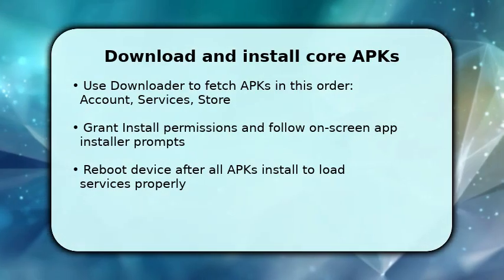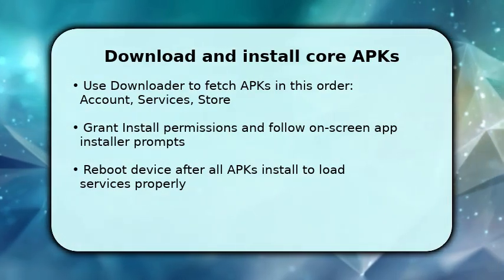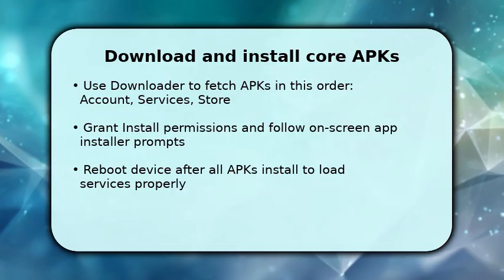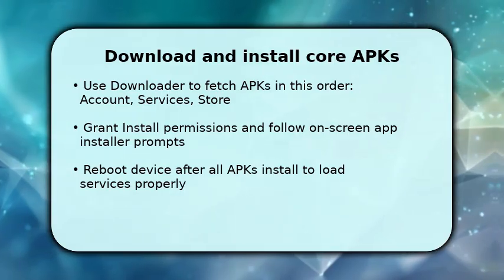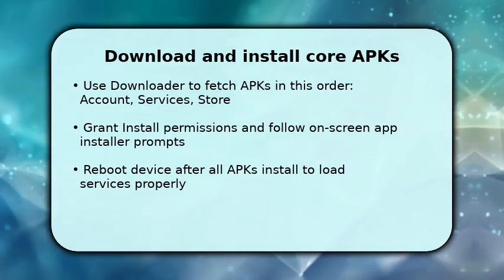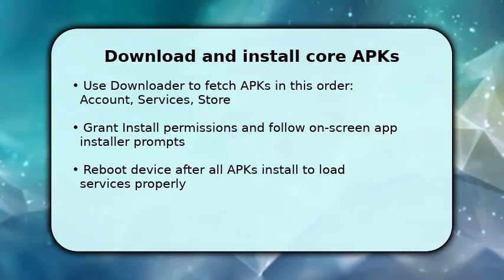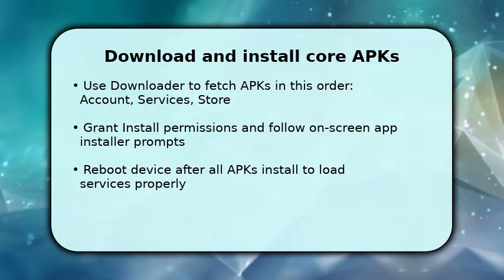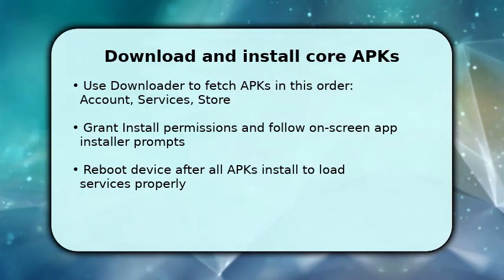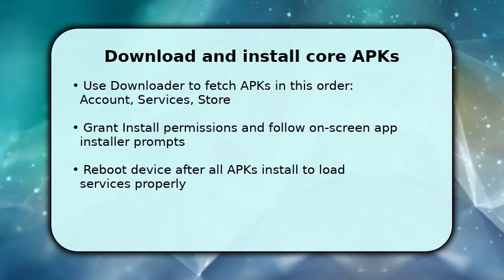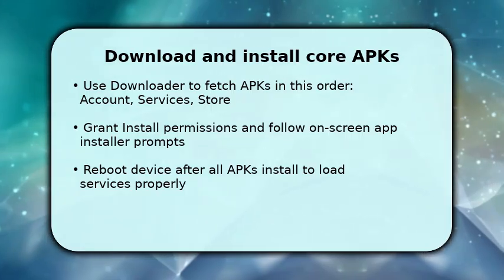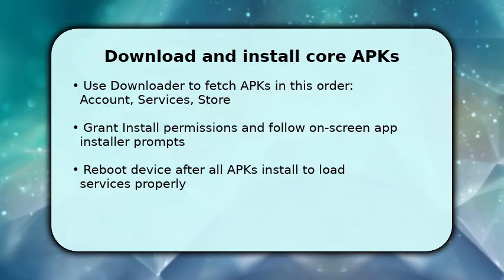You now download the Google components in the correct sequence so dependencies install cleanly. Start with Google Account Manager, then Google Play Services, and finally the Google Play Store APK. In Downloader, paste each APK URL or use a trusted host, then run the installer and tap Install. Make sure to grant permissions when prompted. Missing a permission prevents background services from running.